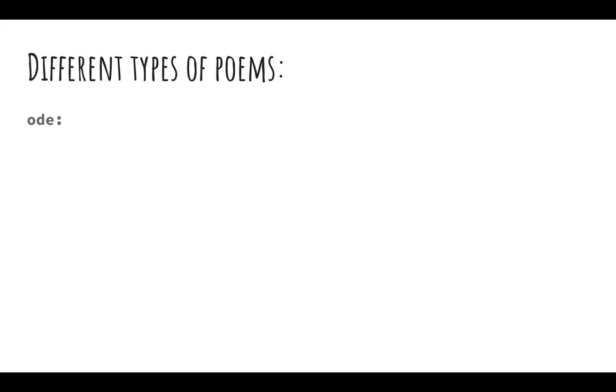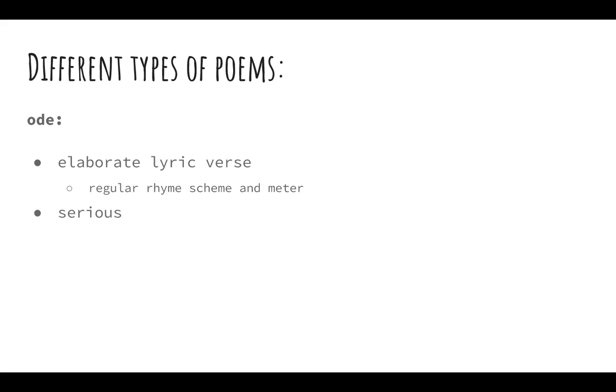The second type is an ode. An ode usually has a kind of elaborate verse to it, meaning that it has a lot of language that's meant to depict things. It's not always the most straightforward syntax. It's a little bit more complex. Regular rhyme scheme and meter though, so just saying that it's complex does not necessarily mean that it's all over the place. Like we've seen with Shakespeare, that's complex writing, but it has a very regular pattern to it.